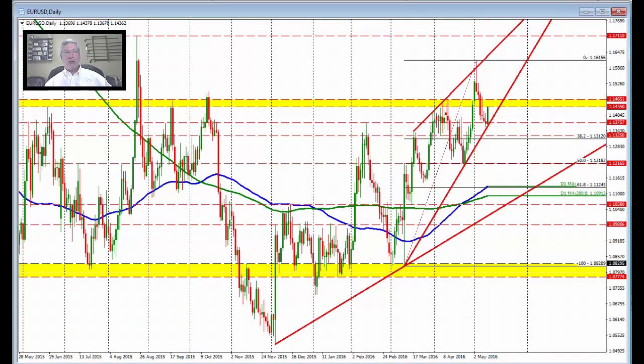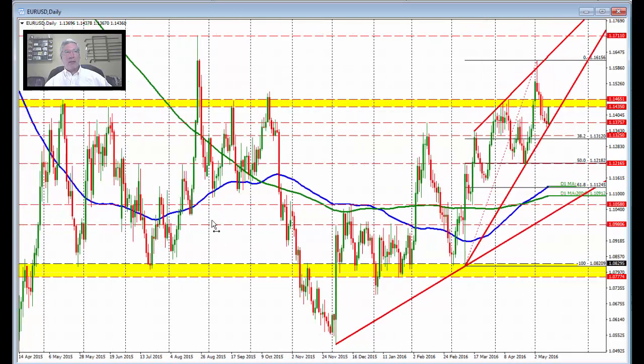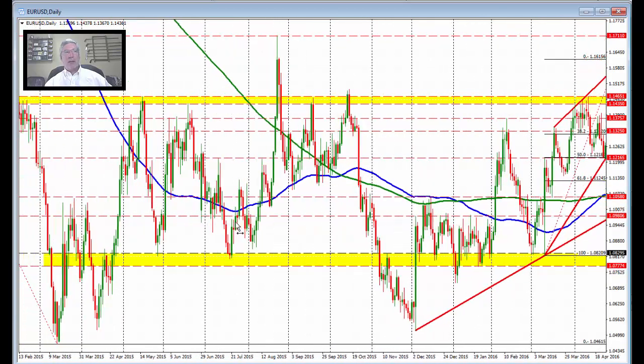Now, what does this yellow area represent? I'm going to go to the daily chart. I'm going to take a look at, again, history. I'm going to look back in time. And this yellow area right here corresponds to that wider yellow area on the hourly chart. It's between a level of 114.35 and 114.65.